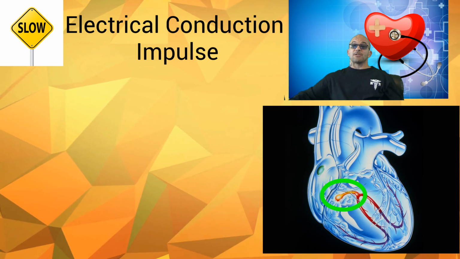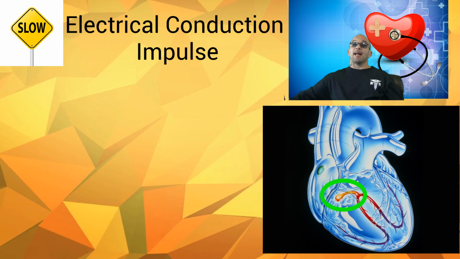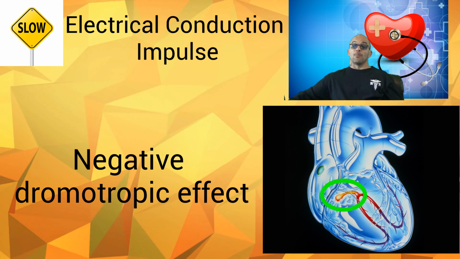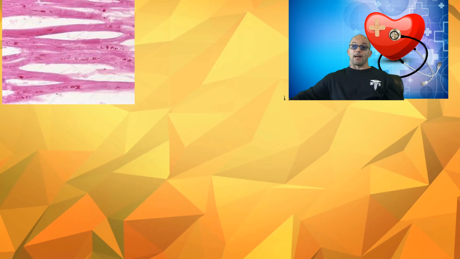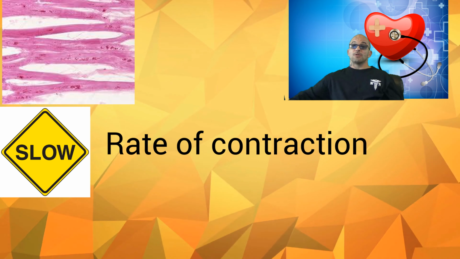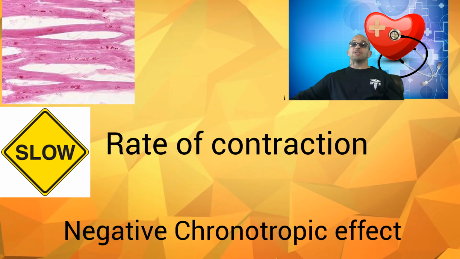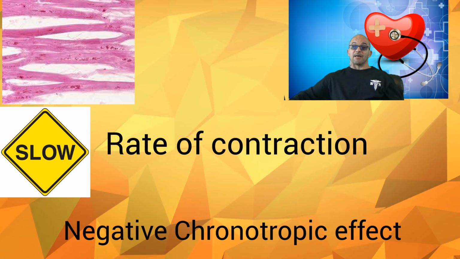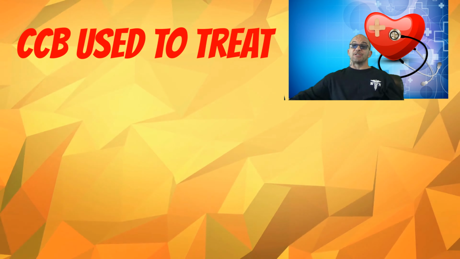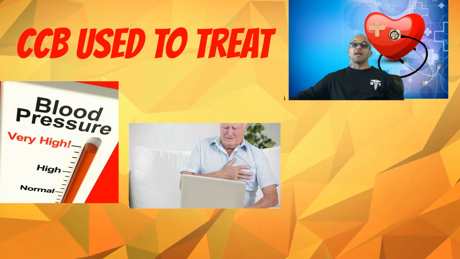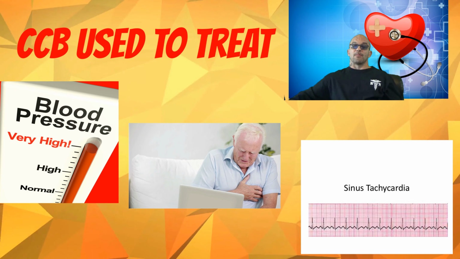They slow the electrical conduction impulse, creating a negative dromotropic effect. Calcium channel blockers work on the cardiac myocytes, which slows the rate of contraction, producing a negative chronotropic effect. Calcium channel blockers are used to treat conditions such as hypertension, angina, and tachyarrhythmias.